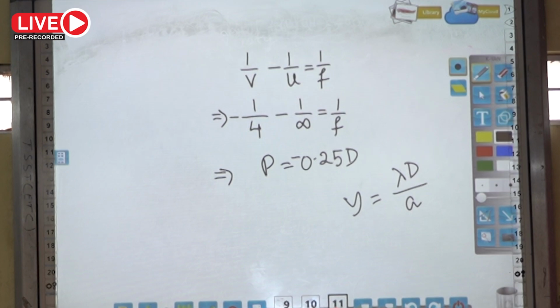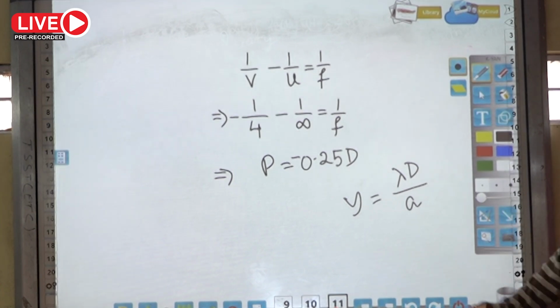So answer is 0.15 centimeter. Okay. Then electrons of mass m with de Broglie wavelength lambda fall on the target in an X-ray tube. The cutoff wavelength lambda naught of the emitted X-ray is.